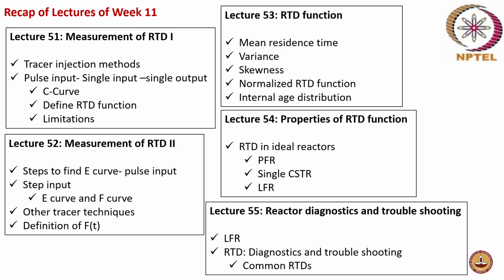So, week 11 lecture included discussion on RTD, where the C curve, RTD function, and its limitation for a pulse input and step input were discussed. And then, what are the E curve and the F curve, and what are the other tracer techniques? What are the mean residence time, variance, skewness, normalized RTD function, what is an internal age distribution, and then RTD in ideal reactors like PFR, single CSTR, and a laminar flow reactor was discussed. And then RTD for diagnostics and troubleshooting was discussed in week 11.